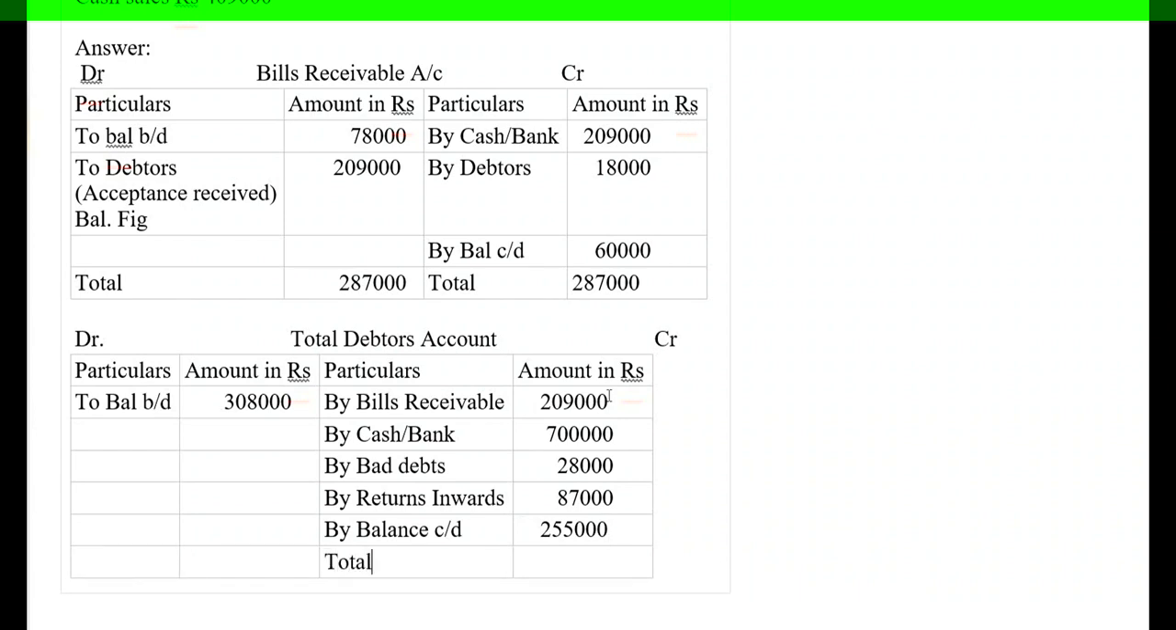Now let us take the total here. The credit side is more. The total of the credit side: 2,09,000 plus 7 lakh plus 28,000 plus 87,000 plus 2,55,000, the total will be 12,79,000. Now let us write down the same amount here. This is the total we have arrived at. Now the balancing figure is nothing but the credit sales or simply sales.